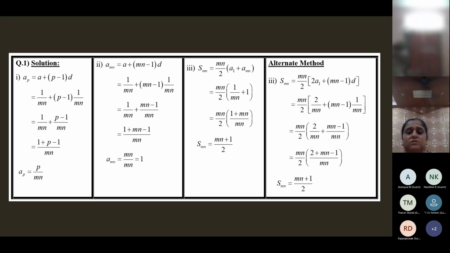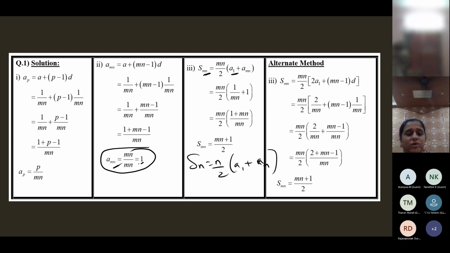All right. Sum to mn terms. See, I've worked it both ways for you. Like Sn is equal to n by 2 of the first term plus the last term, where An is the last term. So Smn will be mn by 2 of the first term plus the mnth term. So mn by 2 into A1, the first term is 1 by mn, and the mnth term we just found here is 1.